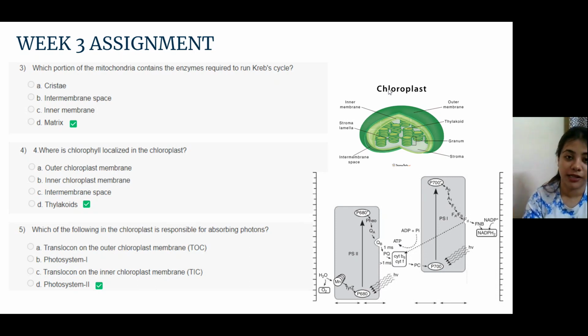So the chloroplast as well is a well developed organelle, also having a number of subcompartments, which you can relate to the structures that we saw in the case of mitochondria as well. So here are the substructures which are present. The question in this case was about where the chlorophyll is.